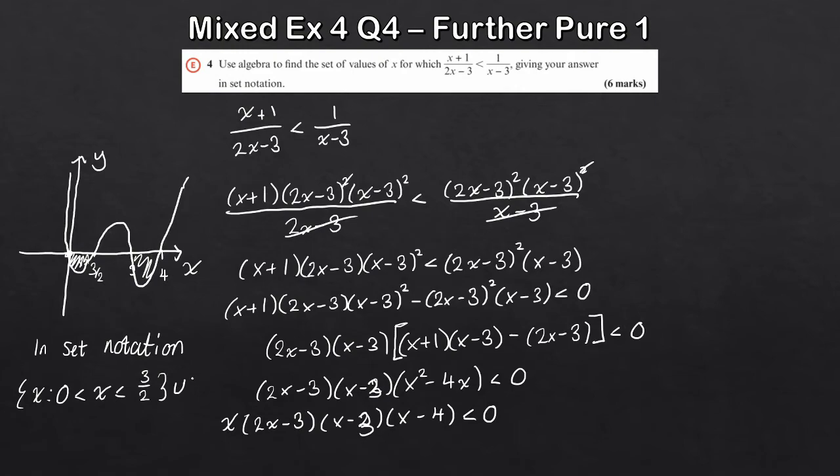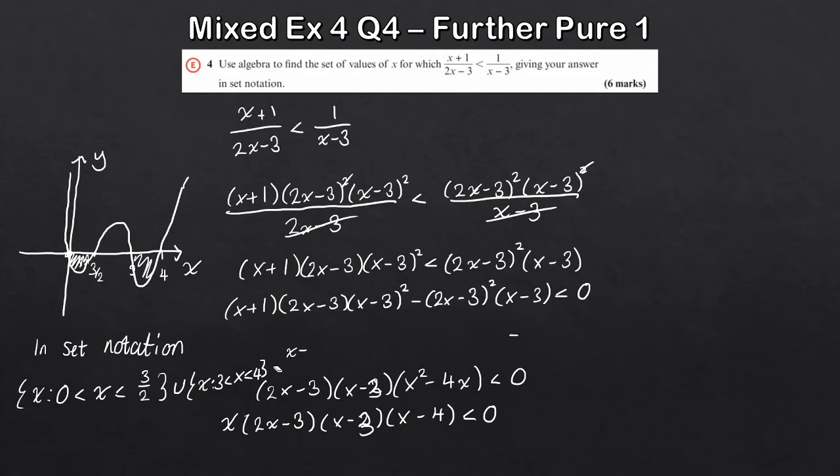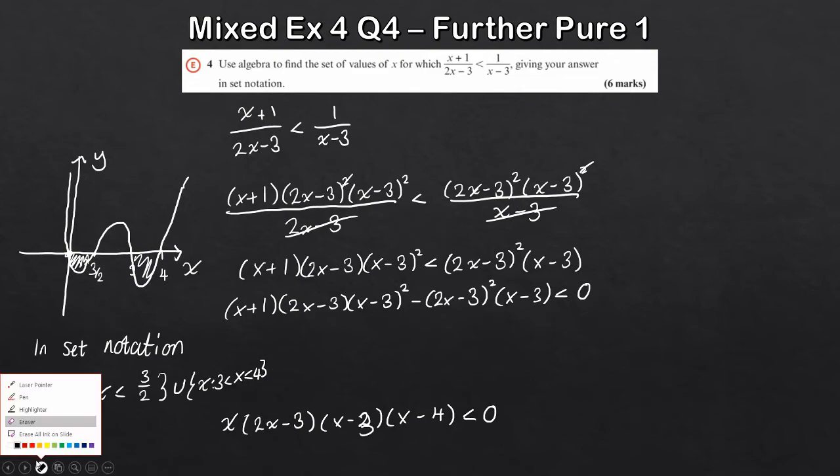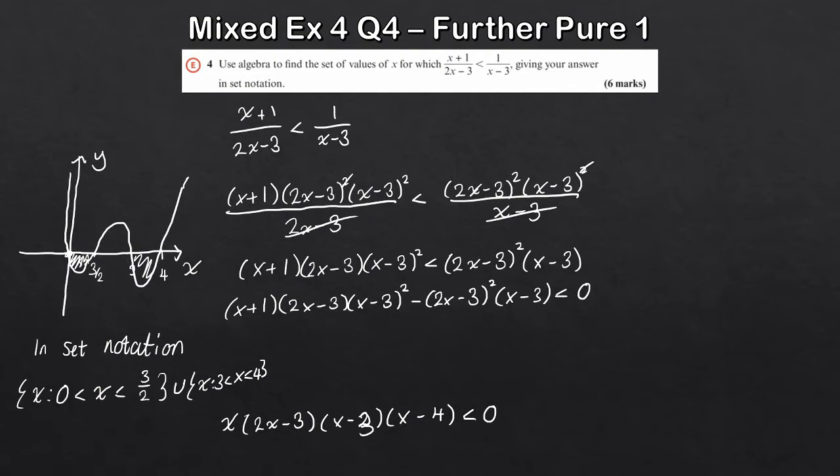Okay, so I'm going to run out of room, I think. Let's try and do it. Let me just scroll some of that off just so we can see it perfectly. Okay, so that's my final answer there. So we have x being between 0 and 3 over 2, or x is between 3 and 4. That set notation gives us our final answer for the inequality. So that's that question done.